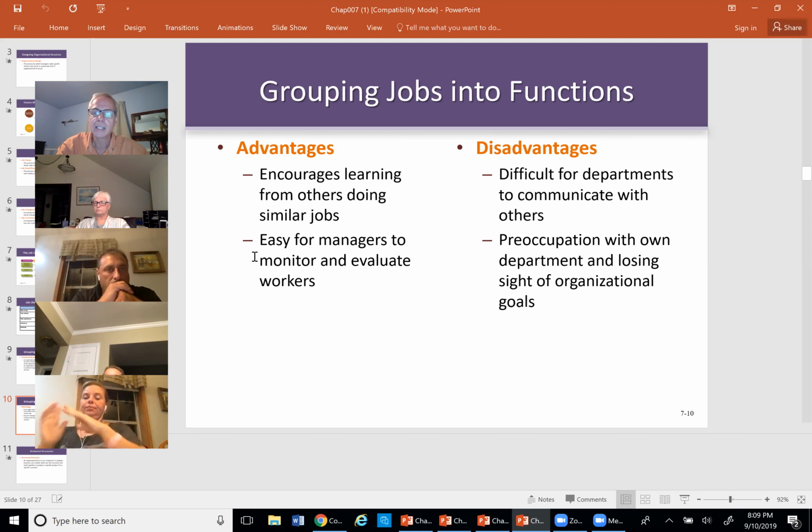A disadvantage: it's difficult for departments to communicate with each other. Often they're referred to as functional silos. They're silos because on the org chart, we show them as columns of people. And so people get preoccupied with their own department and they forget the big picture about the entire organization.